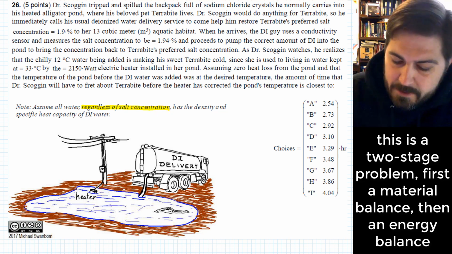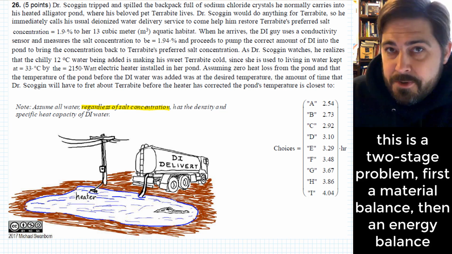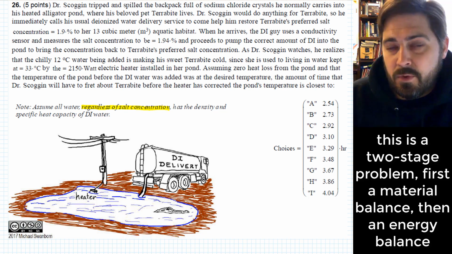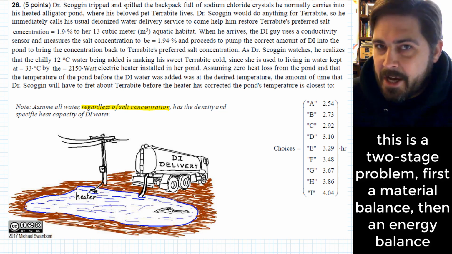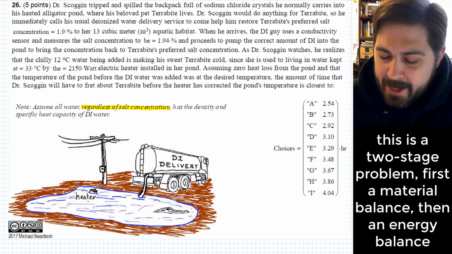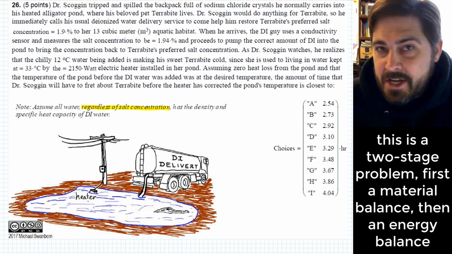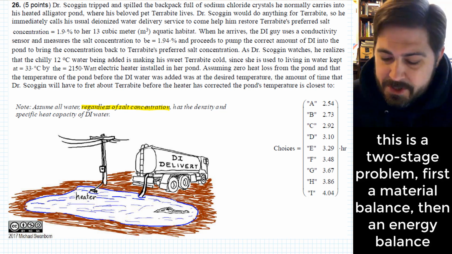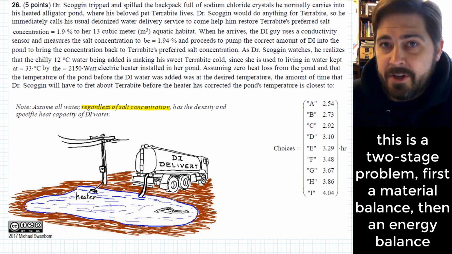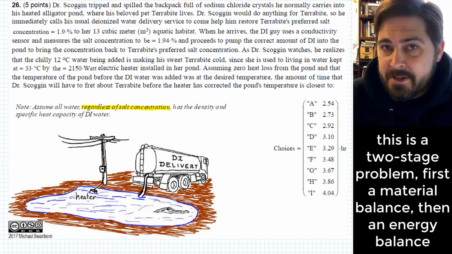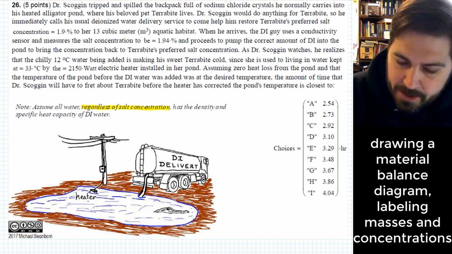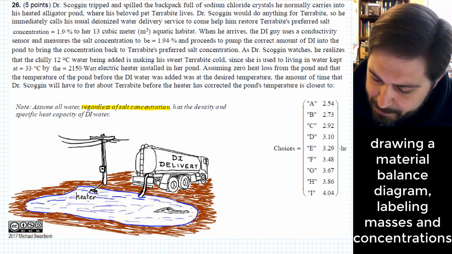All right, so this is basically a problem that has two stages. The first stage is where we do a material balance problem in order to figure out just how much water the DI guy probably added. And then we need to do a second part of the problem where we figure out how much time it's going to take for that heater to more or less heat up that charge of water that was added by the DI guy. So let's start here with a little material balance diagram.